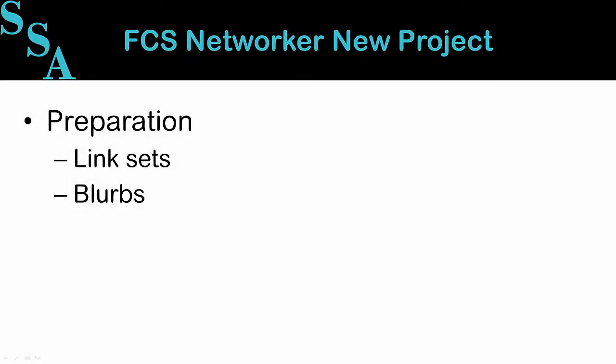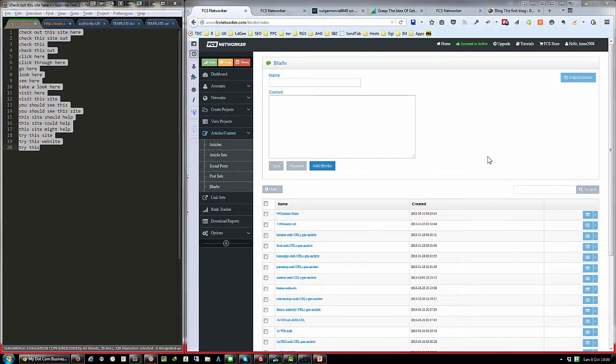Next, we'll take a look at the blurbs and how we use those within FCS Networker. Before we dive into how we put our blurbs together, I want to give you a short demonstration of why we prefer to use blurbs over the FCS Networker link set system.